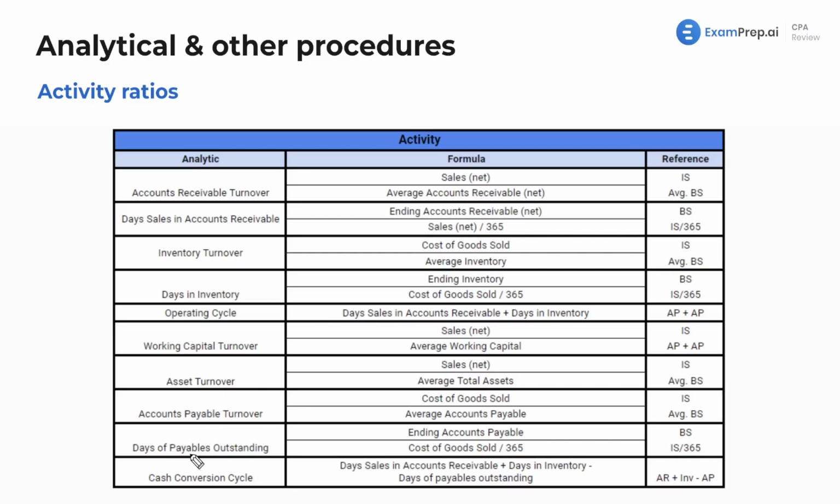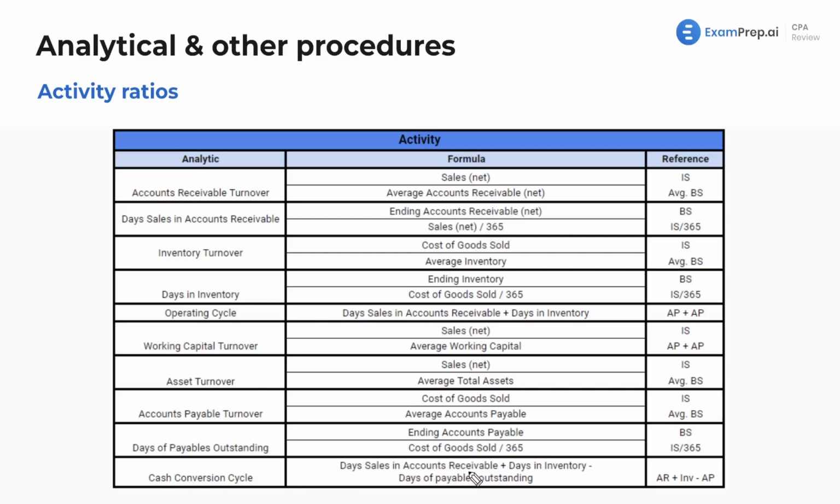Now, our days of payables outstanding, this is going to be a measure of how long it takes a company to pay its suppliers for goods and services that it's purchased on credit. It is going to be, as we see here, the ending accounts payable divided by cost of goods sold and 365 for the period. It's going to help to measure a company's liquidity and its ability to pay off its debts.